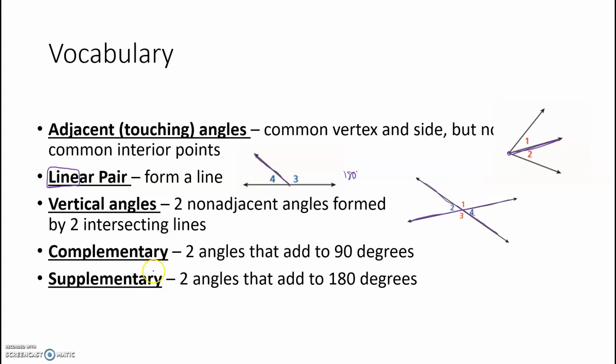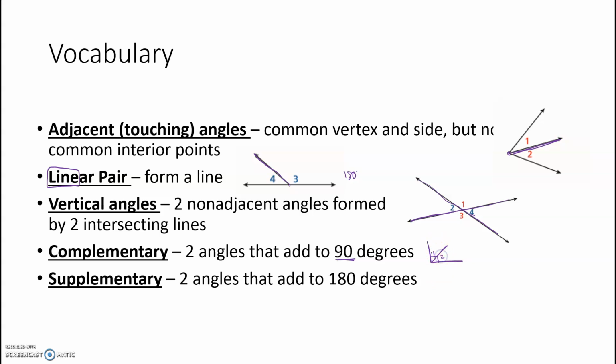And then we move on to complementary versus supplementary. Complementary are two angles that add up to 90. They don't have to be adjacent. They can be, but they don't have to. So if they were adjacent, you'd be looking at this picture.